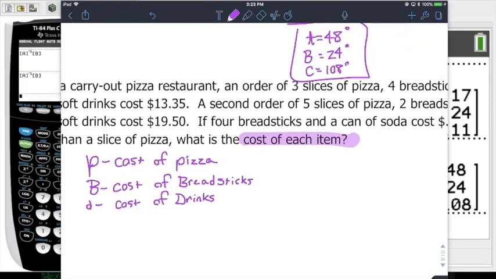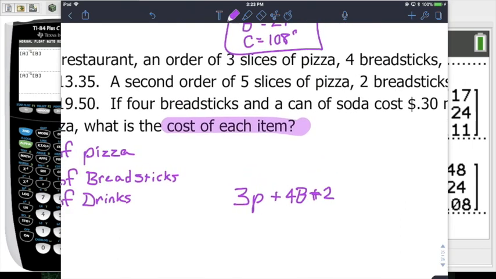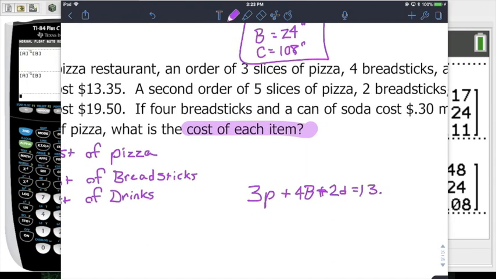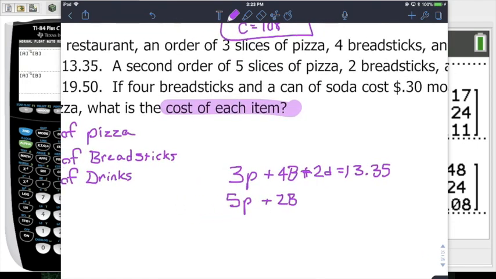There we go. So this one's pretty straightforward. You've got 3 pizzas, so I'm going to put 3P plus 4 breadsticks, plus 2 drinks, equals $13.35. Okay, second order: 5 pizza slices, 2 breadsticks, and 3 drinks is equal to $19.50.